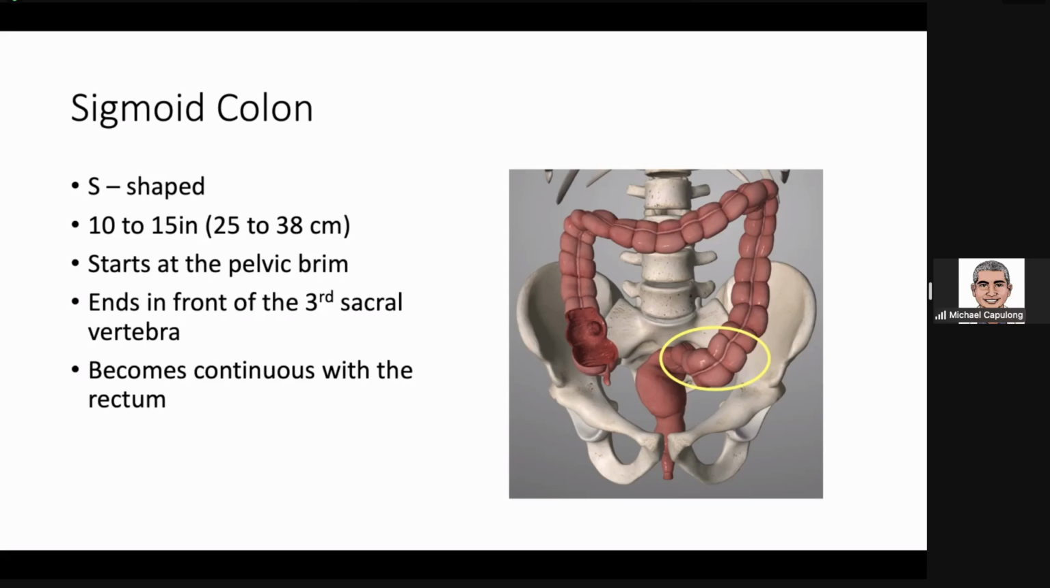The average length is from 10 to 15 inches or 25 to 38 centimeters. There are times wherein it can be longer and more tortuous, reaching more than 90 centimeters in length. This is a condition we call a redundant sigmoid. Your sigmoid is attached by your mesocolon, and this mesocolon attaches the sigmoid to the posterior pelvic wall.